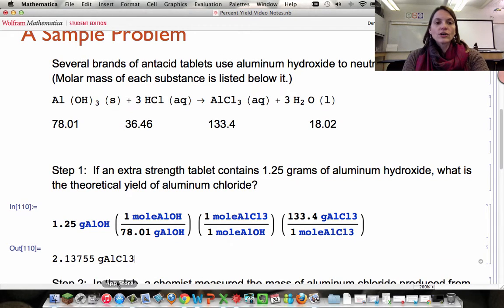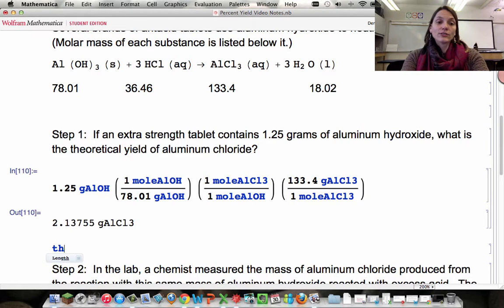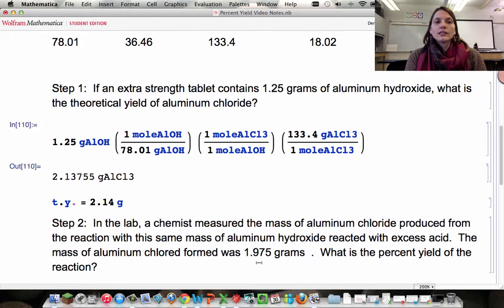Because our starting number is 1.25, we have to have 3 significant figures. I'm going to abbreviate that TY for theoretical yield: 2.14 grams. So we know that we're supposed to get 2.14 grams. That's our theoretical yield. Now let's see what it says in step 2.